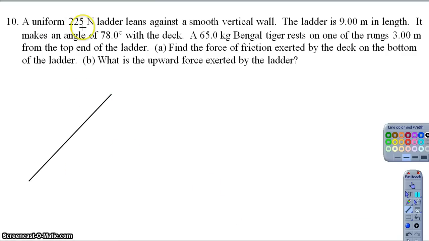Okay, so I've got a uniform 225 Newton ladder leaning against a smooth wall. Smooth tells me there's no friction at the top of the wall. Okay, so here's the wall. I know there's not going to be any frictional force acting up here, which does simplify things.